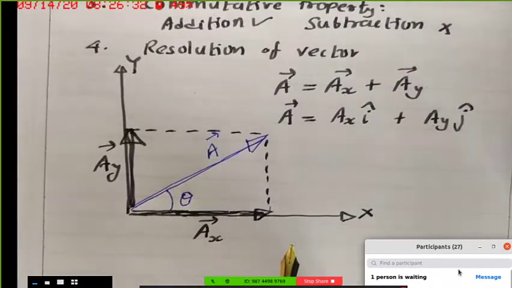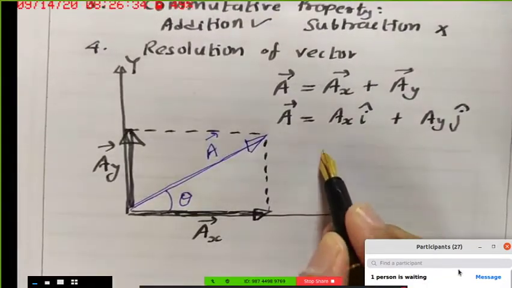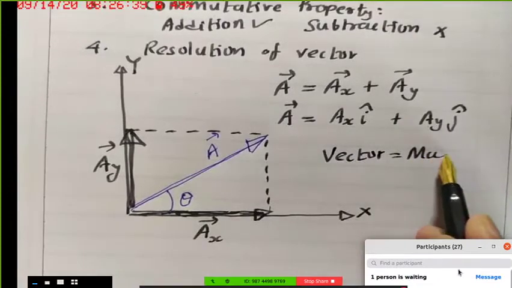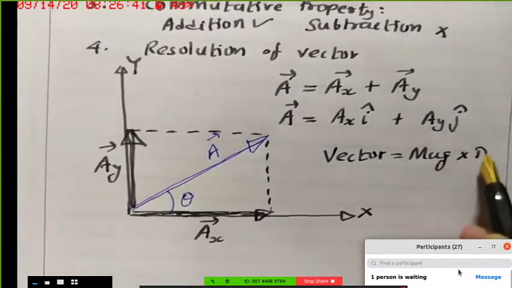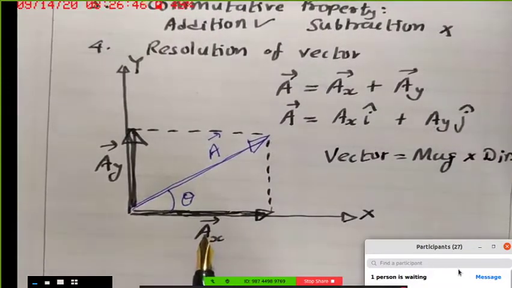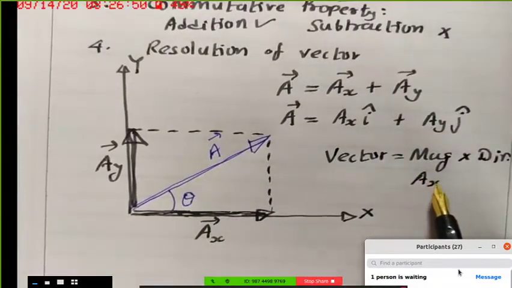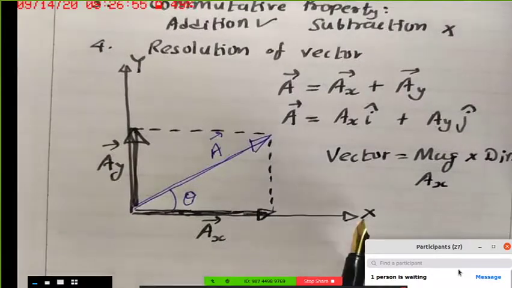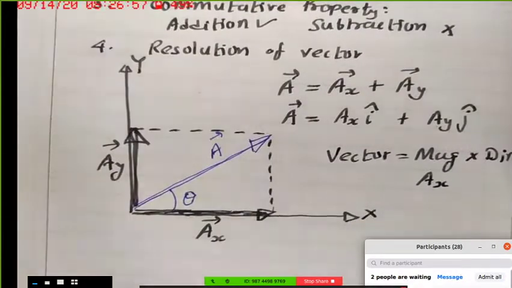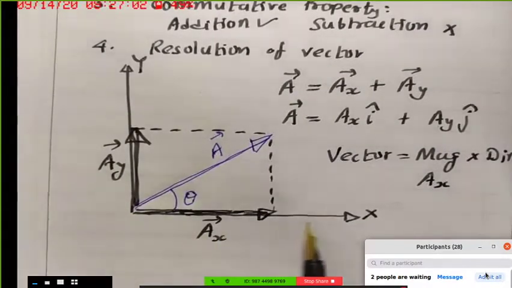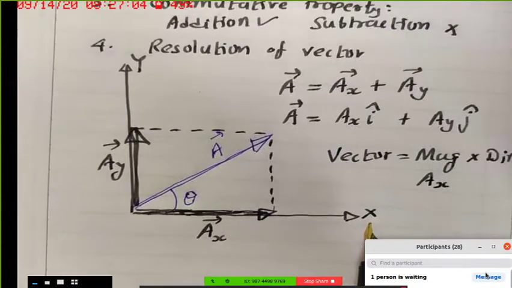Okay. I'm explaining it. Any vector is made up of two parts. One is magnitude into direction. So if I talk about this vector Ax, its magnitude is Ax. But what about the direction? It is going along the y-axis, right? This Ax is going along the y-axis, am I right? No. Along which axis?